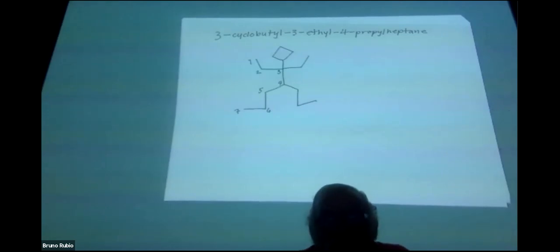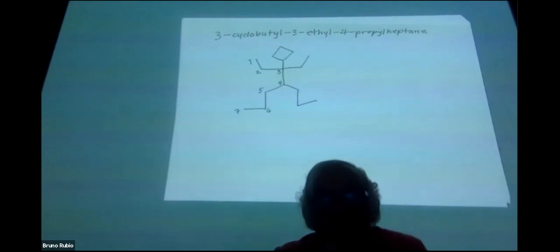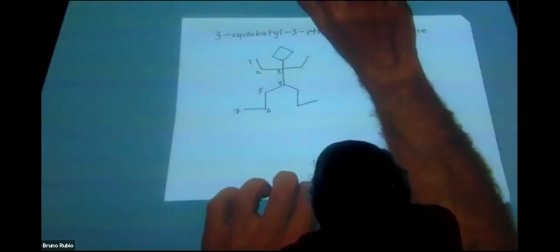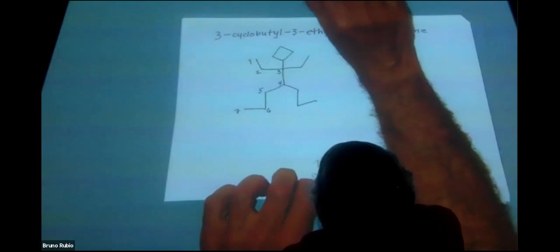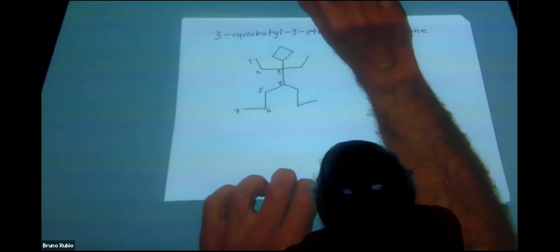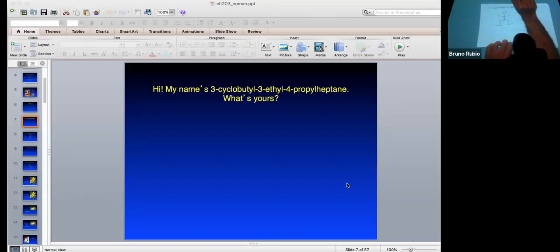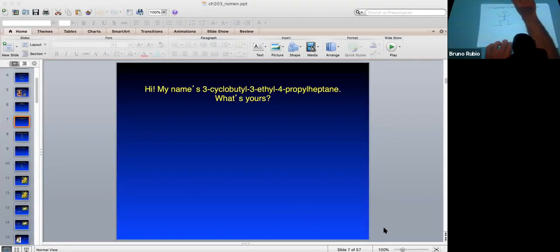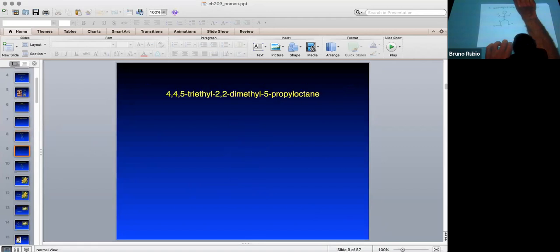3-cyclobutyl, 3-ethyl, 4-propylheptane. Right, so how did that go over? Easy and fun, right? Yep. Okay, so let's look at another one. All right, so how do we do? Yeah, there he is. Okay, so now let's try this one.